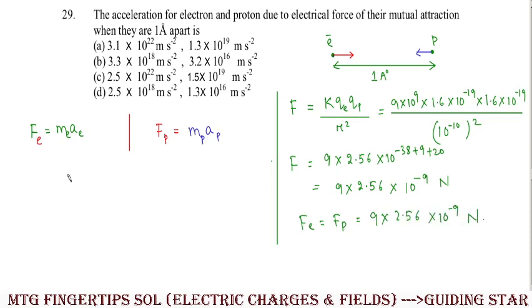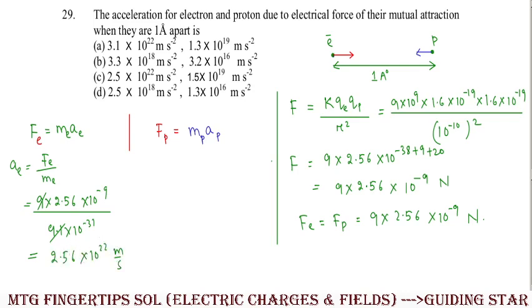9 Newton. Then if we do the calculation, acceleration of electron will be equal to Fe upon me. So Fe is 9 into 2.56 into 10 to the power minus 9, all divided by mass of electron, which is 9.1 into 10 to the power minus 31. So approximately, let us cancel this one, so it will be 2.56 into 10 to the power minus 31, that means plus 31 minus 9. So 2.56 into 10 to the power 22 meter per second square. This will be the answer for acceleration of electrons.